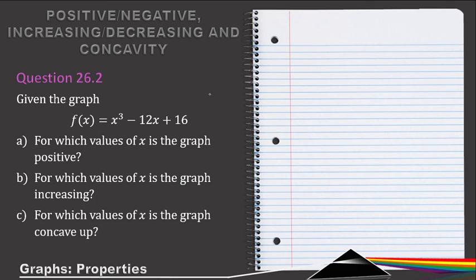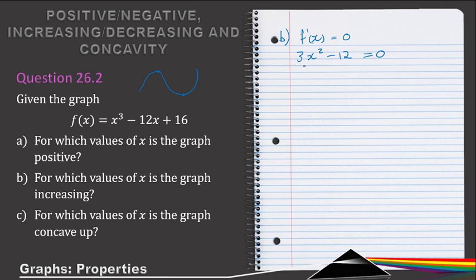Right, now we go on to B, and it says for which values of x is the graph increasing. And when we work with increasing and decreasing, we look at our turning points. The turning points distinguish or change the increasing to decreasing and vice versa. And to find the turning points, we have to solve for the first derivative equal to 0. So the first derivative of our graph is 3x squared minus 12 equal to 0.